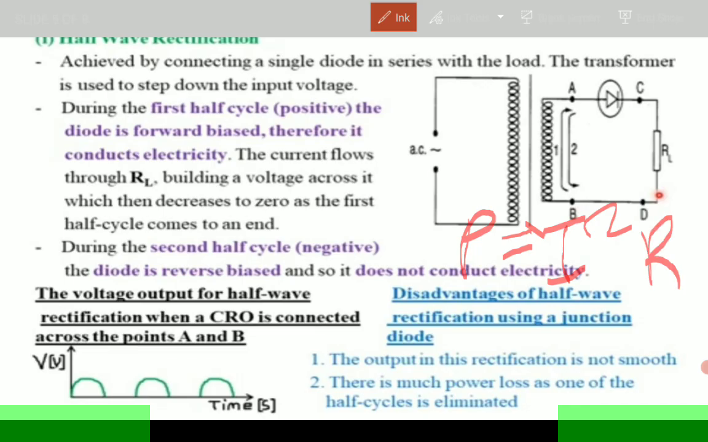Okay, or current squared times R times resistance. So since we are cutting off the lower part of the current, it means some power is being lost because of the part which has been removed by the diode.